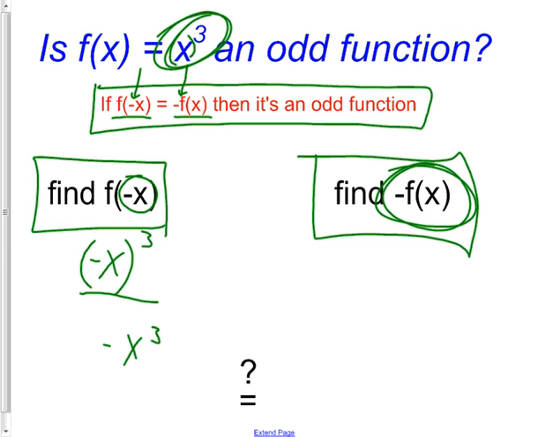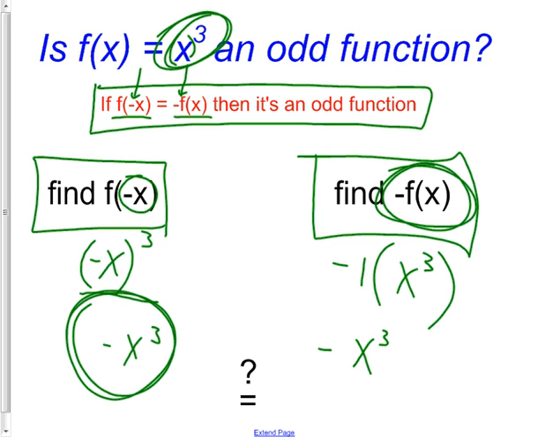This is the kind where you do negative 1 times whatever f of x is. Well, f of x is x cubed. And then what's that going to be equal to once I get done multiplying it all out and get the parentheses gone? Negative x cubed. Is this really equal to that? Aren't they pretty much identical? And I've proven that x to the third is odd.